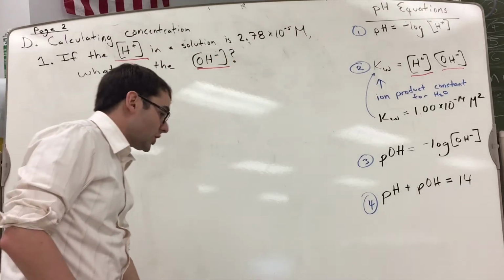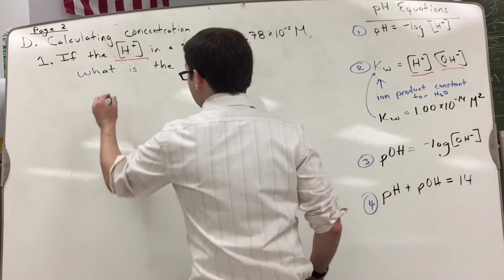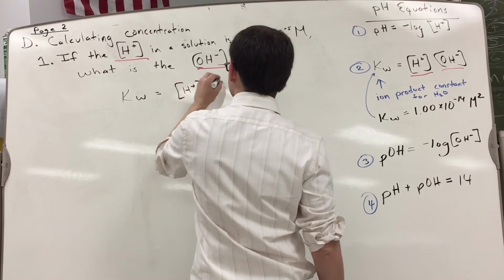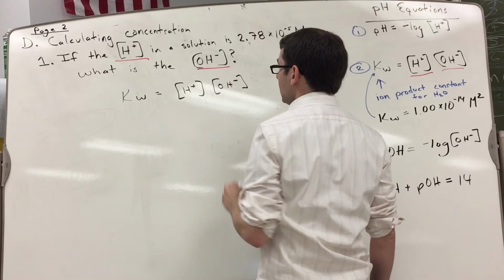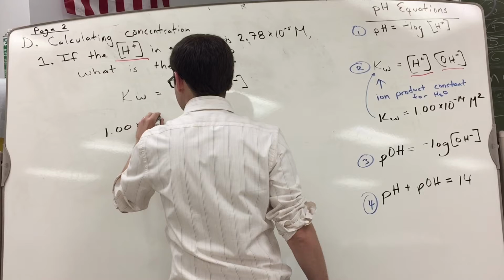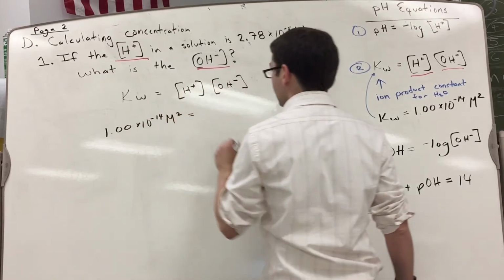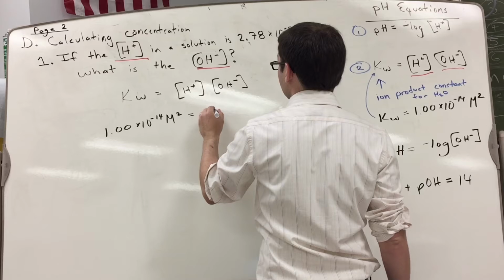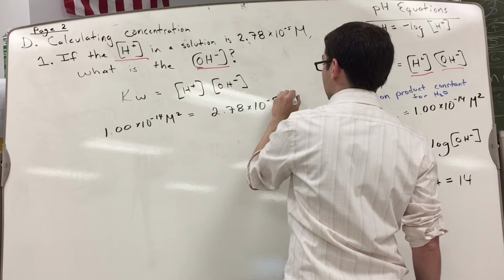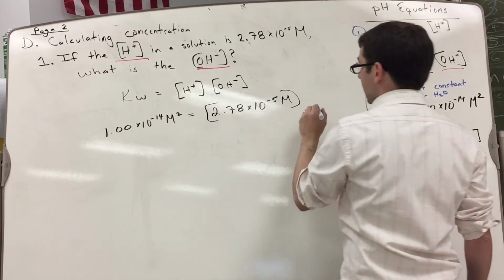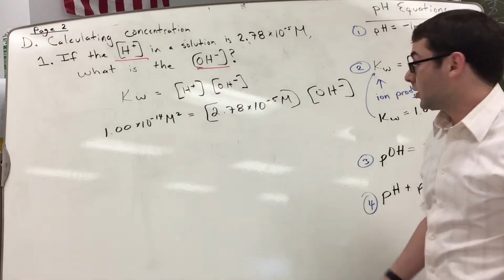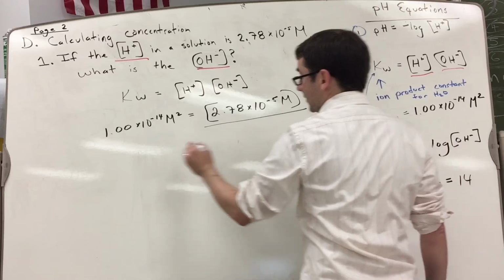So first thing you need to do is jot down your equation. So KW equals H plus times OH minus. You plug in what's known. You know this 1.00 times 10 to the negative 14 molar squared. You also know the H plus because it's given here. And you don't know the OH minus concentration. So to solve for this, all you have to do is divide on each side.